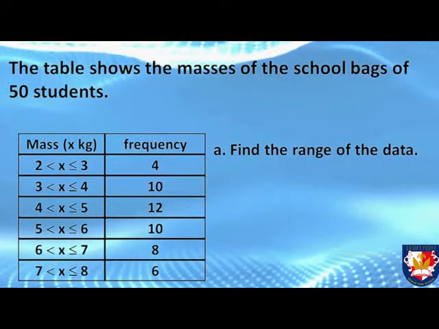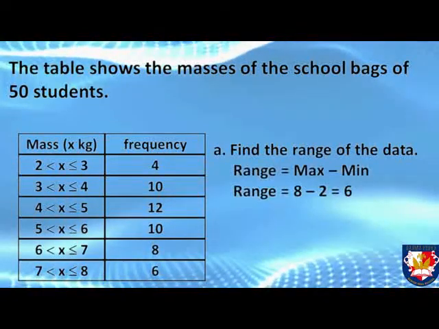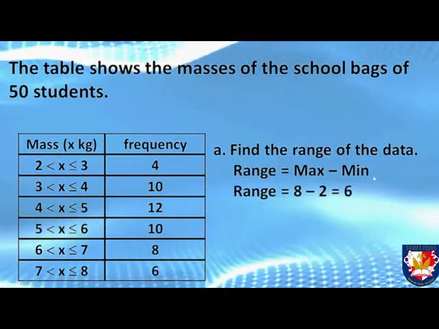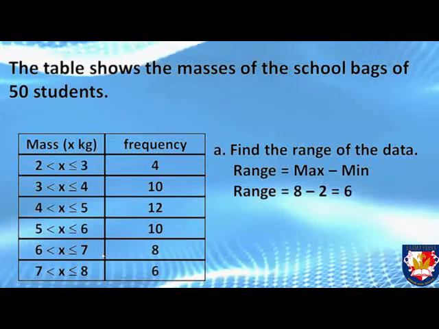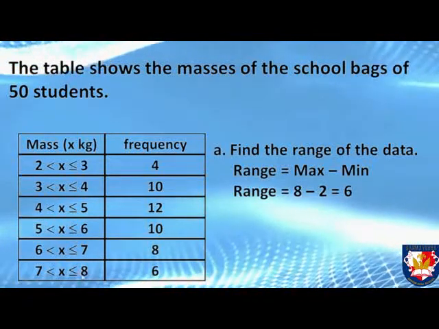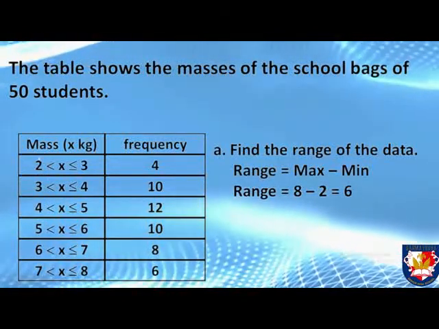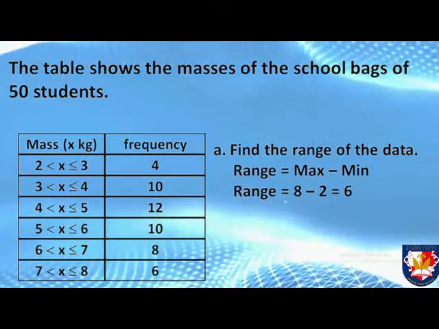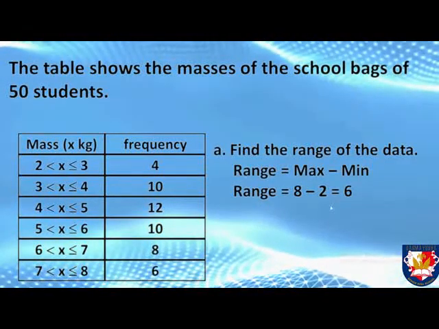The formula for the range of the data is the maximum number subtracted by the minimum number. As you can see, the maximum value of x is 8 and the minimum value is 2. So the range is 8 minus 2, equal to 6.